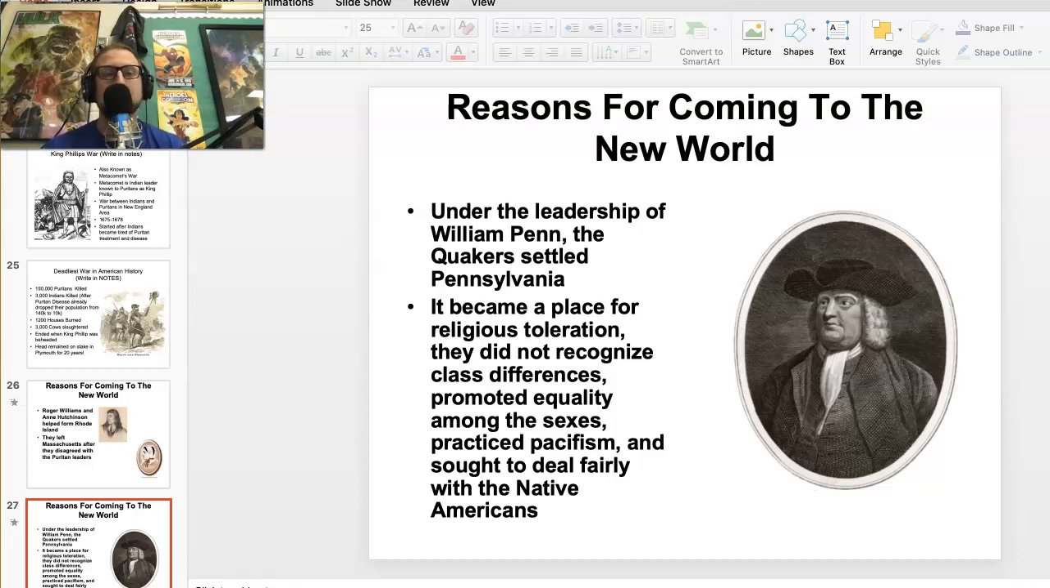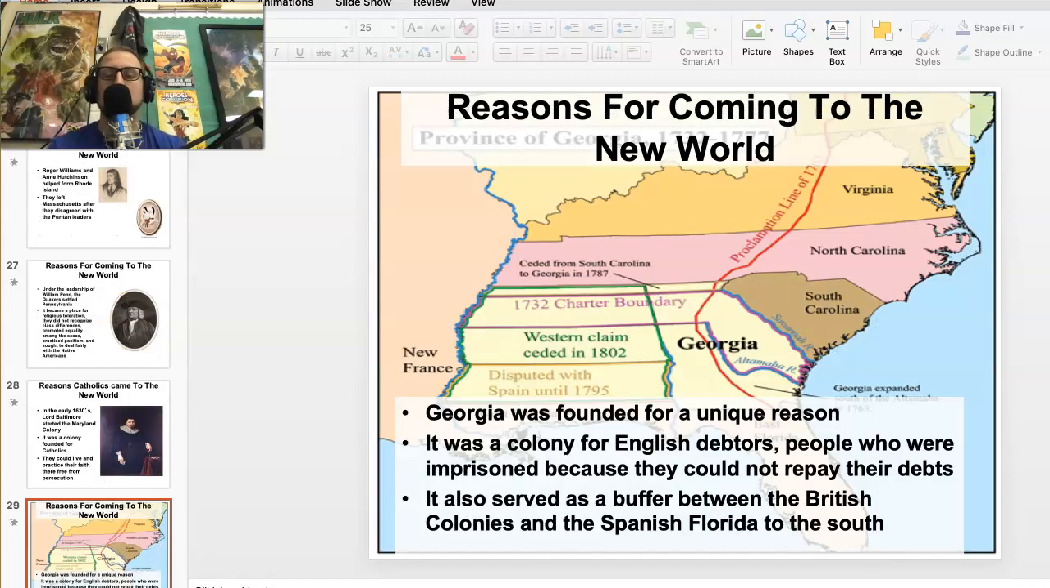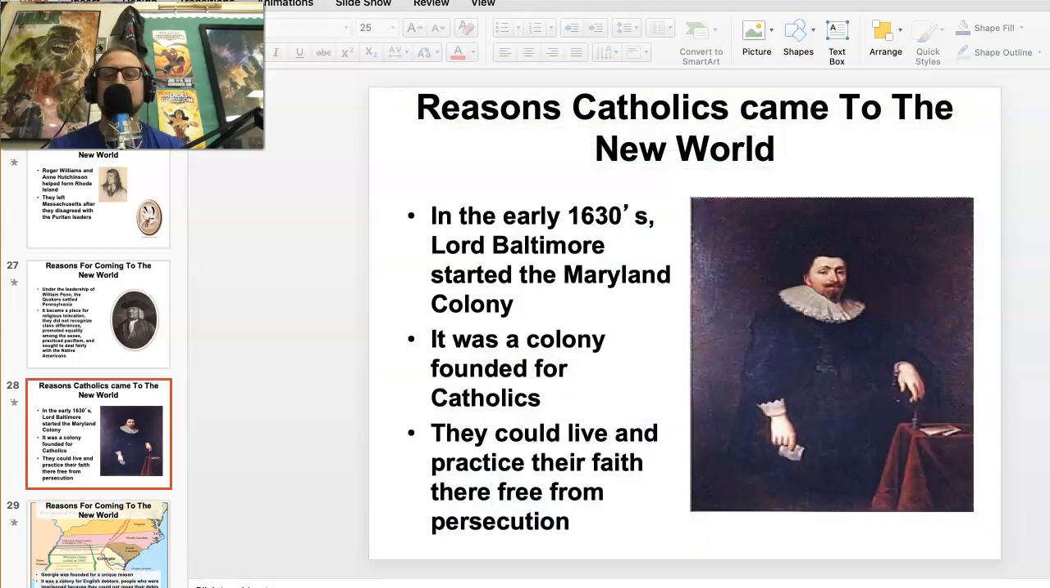Instead, what they did was they bartered, they traded, and they negotiated peaceful land deals with natives instead of just taking their land. You also had Lord Baltimore, who founded Maryland for the Catholics. Georgia would be a prison colony.